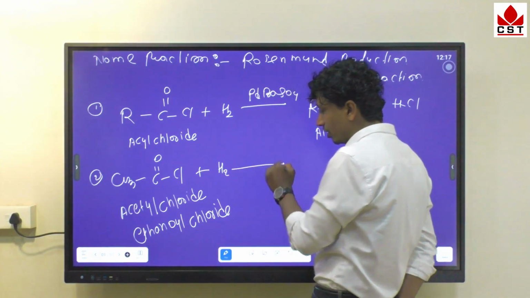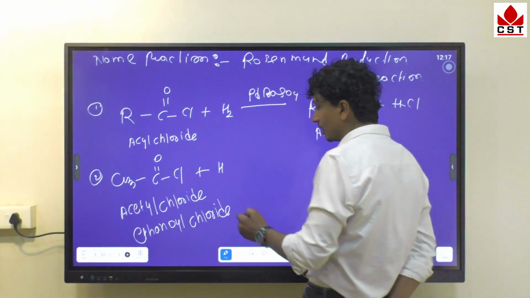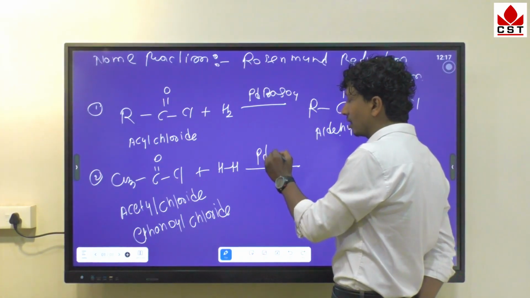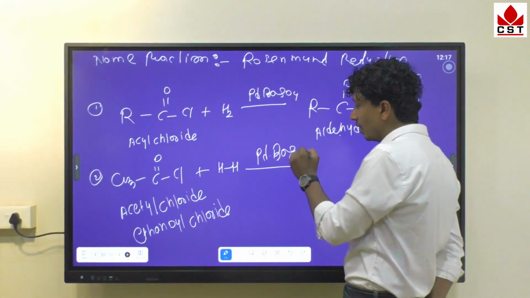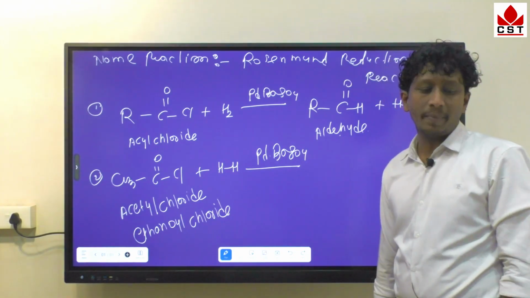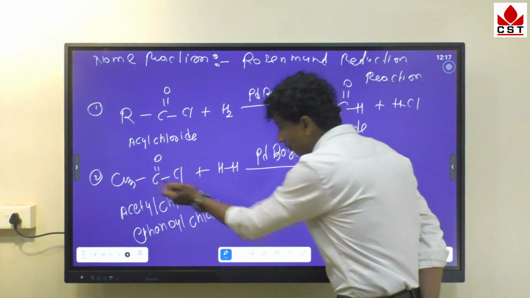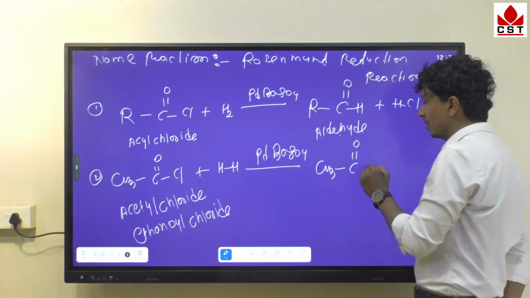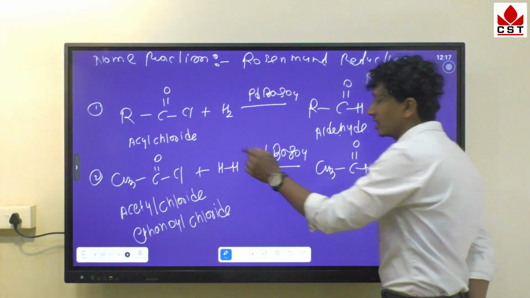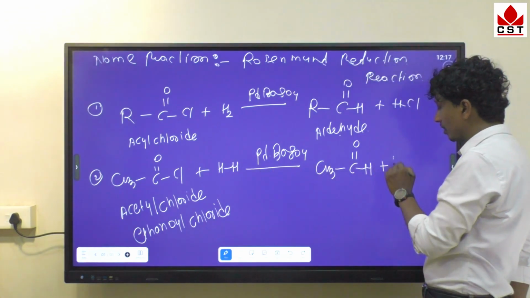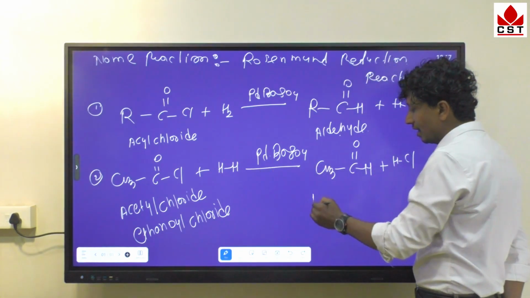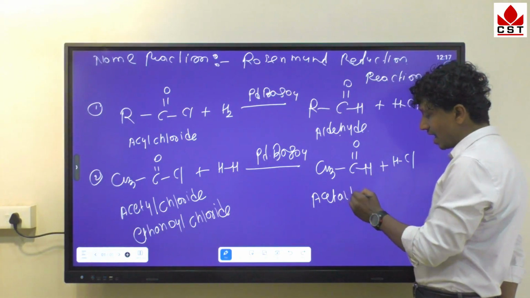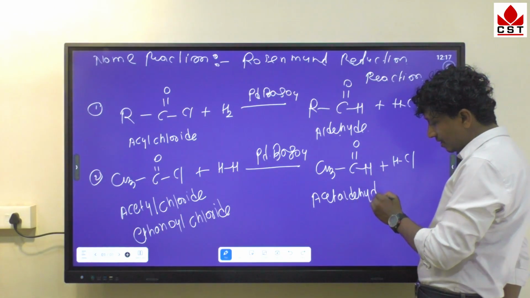Treatment with H2, dihydrogen, written as hydrogen bond hydrogen, in the presence of palladium barium sulfate. So what happens in this reaction? One hydrogen attaches to the carbonyl carbon forming CH3 C double bond OH, and 1 hydrogen goes with the chlorine. In the reaction there is a loss of HCl, and your product is acetaldehyde.